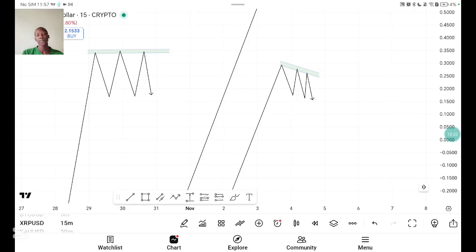So now guys, after you learn this strategy, you go and backtest. And if you do not know how to backtest, there's a video that will pop up on the screen.